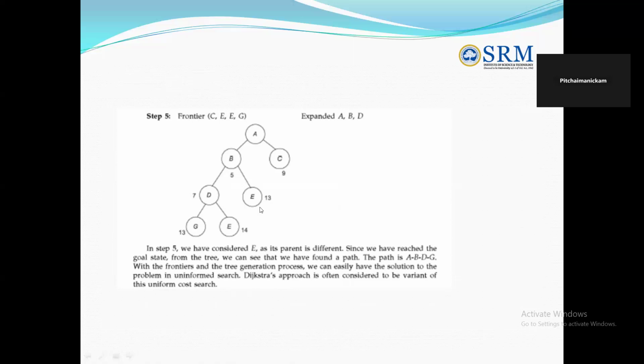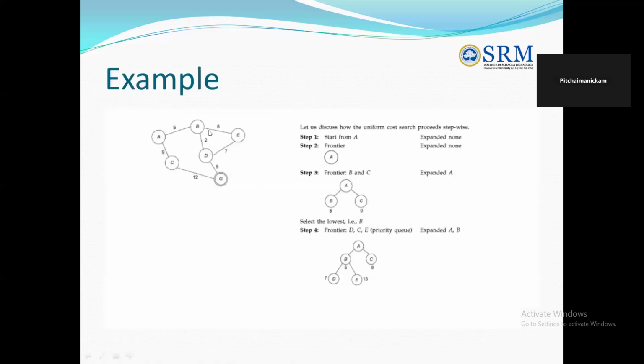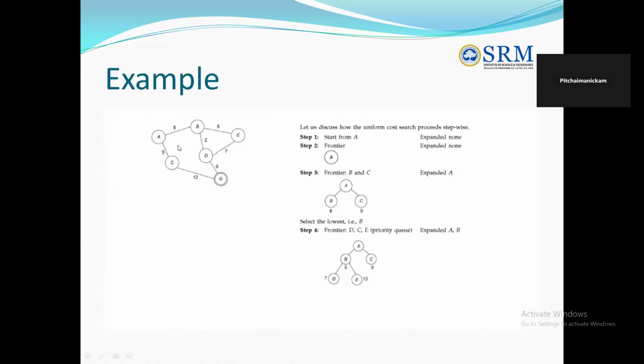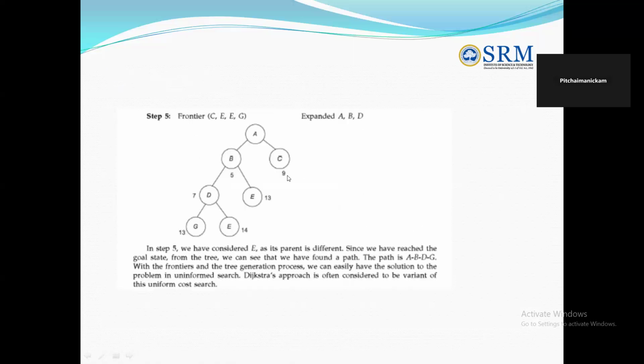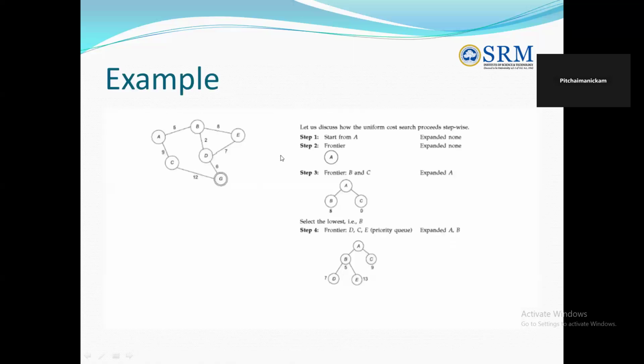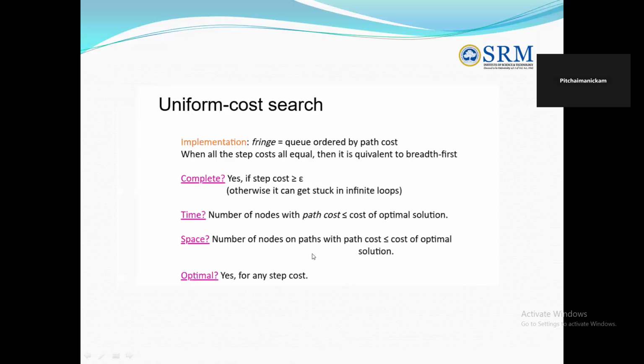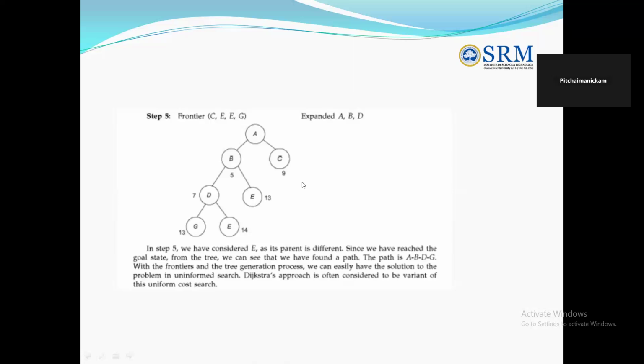Another one more thing is A, B, E. So here A, B, E is 8 plus 5, which is 13, and AC is 9. Okay, so you just note it down: 9, 9, 13, 14 and 13. So which one is having the minimum value? It is C. So C is the minimum node. So in step 5, we have to extend further.